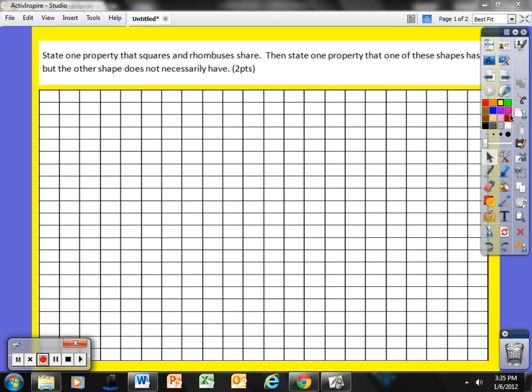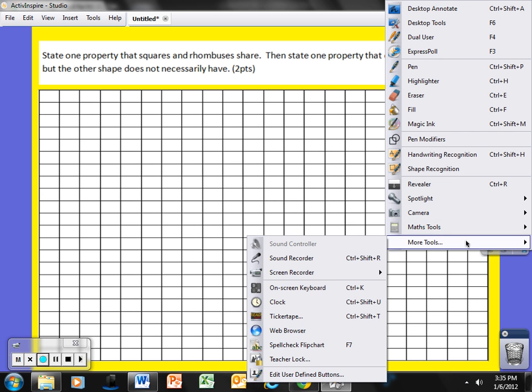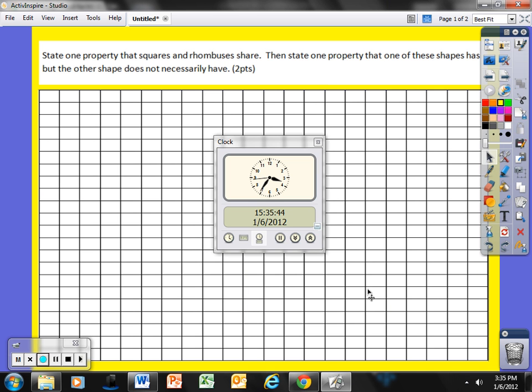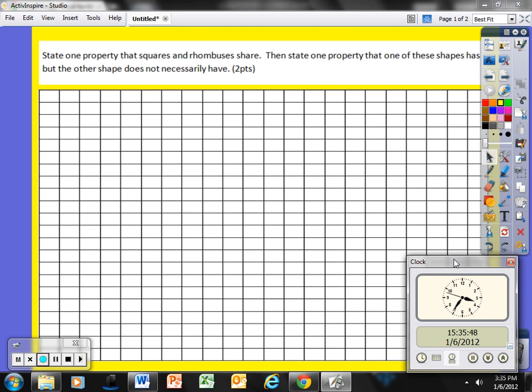So taking a look, what I'm going to do first today is actually do something a little different. I'm going to set the timer and time myself to see how long it takes me to solve these problems, because as we've been talking about in class, these 2-point questions should take us anywhere between probably 5 to 10 minutes to do, depending on our skill set. So I'm going to set the timer and see how long this problem takes me.